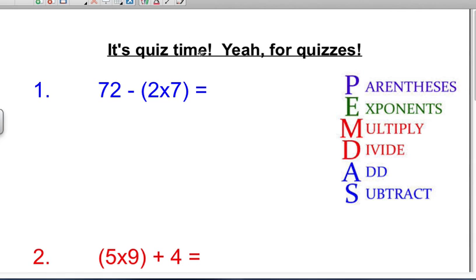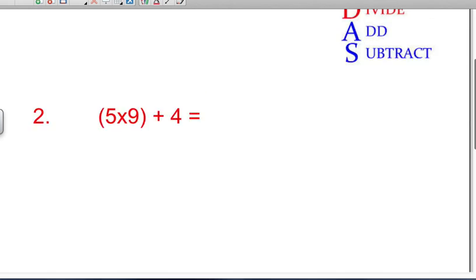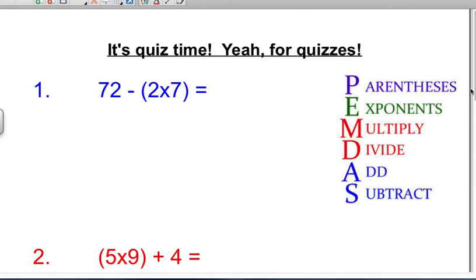Now it's quiz time. Yay for quizzes. I don't have this one linked to anything, so I want you to pause this and write down the first 2 problems and solve them. And then you're going to go on to the next page, and I have a couple more problems for you to do on the next page, and then I have some things I want you to fill out. So get out your notebook and mark it down, order of operations.